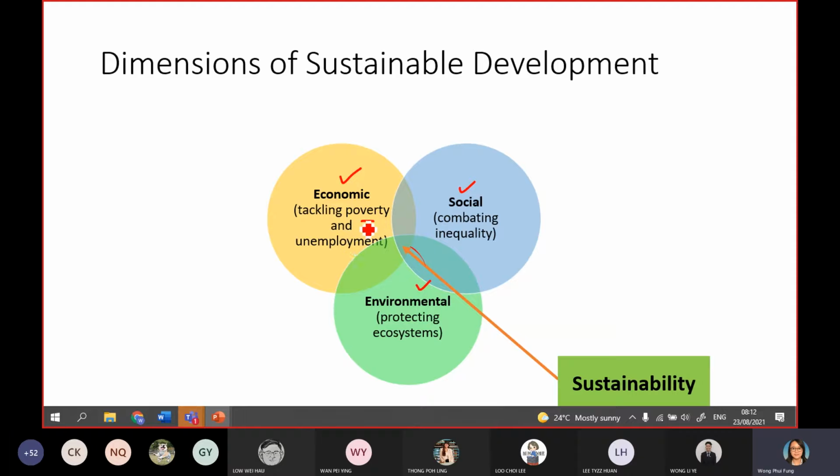Because when there is poverty, when you don't have a job, it starts to have social problems, it starts to have environmental problems. So that's why for sustainability, we should not just focus on the green side. The economic side is also very important for a country.